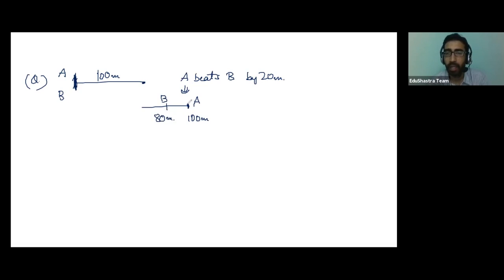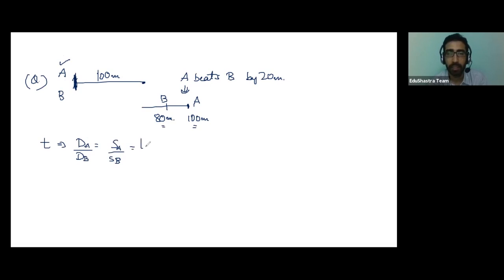Now, can I infer that since A and B started from the same point at the same time, by the time A has covered 100 meters, B has only covered 80 meters, which means time is constant for both, time is same for both, and thus distance covered by A upon distance covered by B will directly give me the ratio of speeds. It will be speed of A upon speed of B.